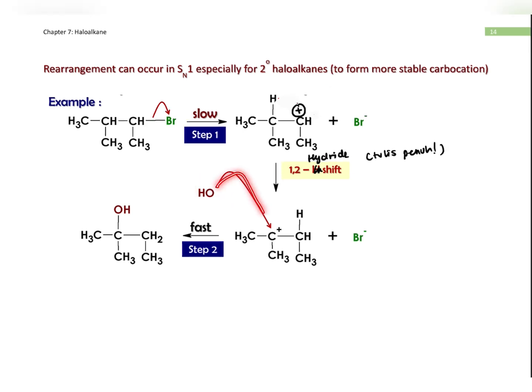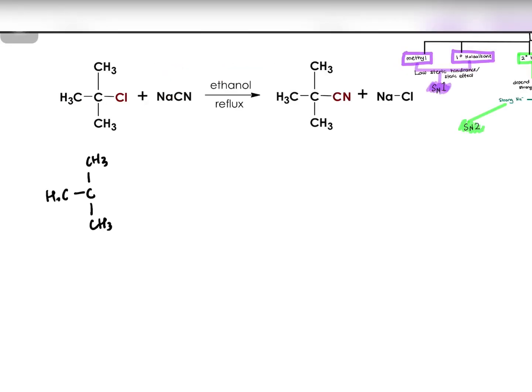Second step, nucleophile attack. So OH nucleophile akan attack carbocation, and carbon akan buat bond baru dengan OH. So consider this reaction, haloalkane dengan NaCN. So tulis semula haloalkane. NaCN adalah your strong nucleophile. Remember, kalau ada Na plus means dia adalah strong nucleophile. Cl minus adalah strong nucleophile.